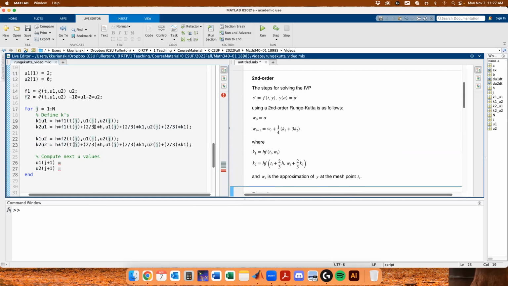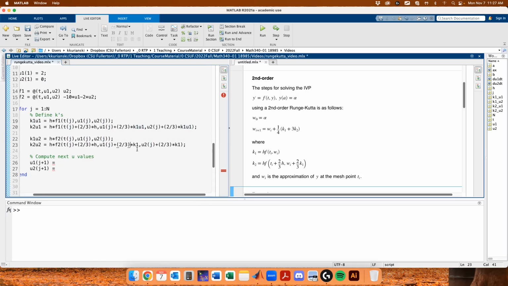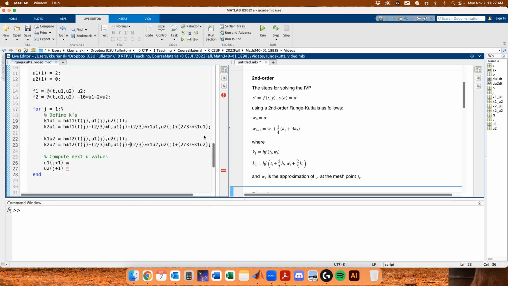So I have f, and I have some errors up here. So this is not just k1 because k1 doesn't exist in my code. I have k1 u1. So let me make this k1 u1. This one is also k1 u1. Now down here, when I do u1 of j plus 2/3 k1, in this case u2, and this is k1 u2. Okay, so now I have my two differential equations. They look like they're in this form now. Now I need to update u2 and u1.